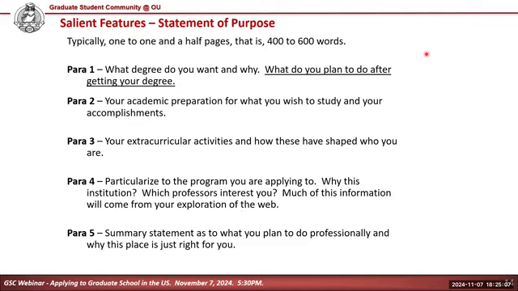And the fifth paragraph is a summary statement as to what you plan to do professionally and why this place is the right place for you. In that fifth paragraph, what I'm looking for is your ability to synthesize. You've put this together and you're synthesizing paragraphs 1, 2, 3, and 4 and telling me, having synthesized this information, why I should hire you.